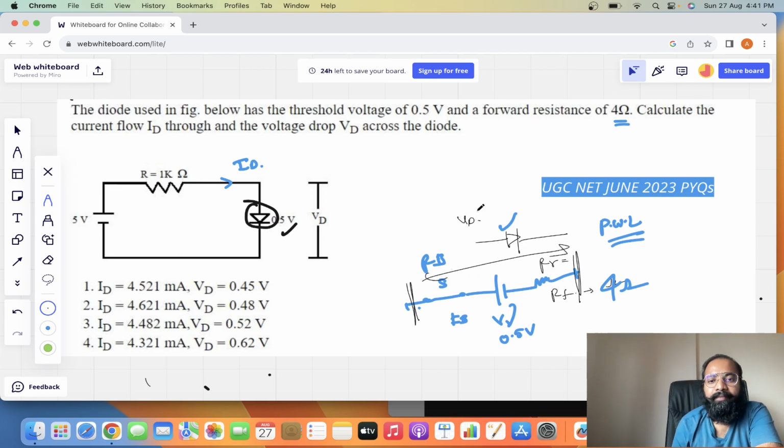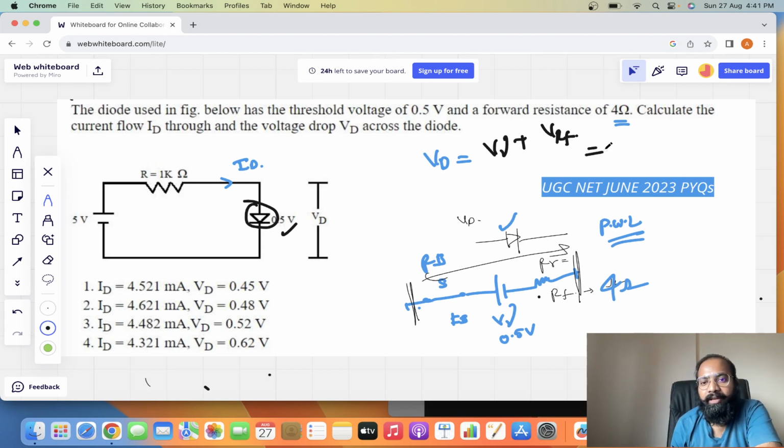Okay, and this VD can be given as, see guys, this VD can be mentioned as this V gamma plus the voltage drop across this forward bias resistance. So V gamma, they already gave that it is 0.5 volts, plus the voltage drop across the resistance, which is already given as 4 ohm. So current flowing through the diode into 4 ohms. Okay, so it will be the VD. So these are all the basic concepts they gave.